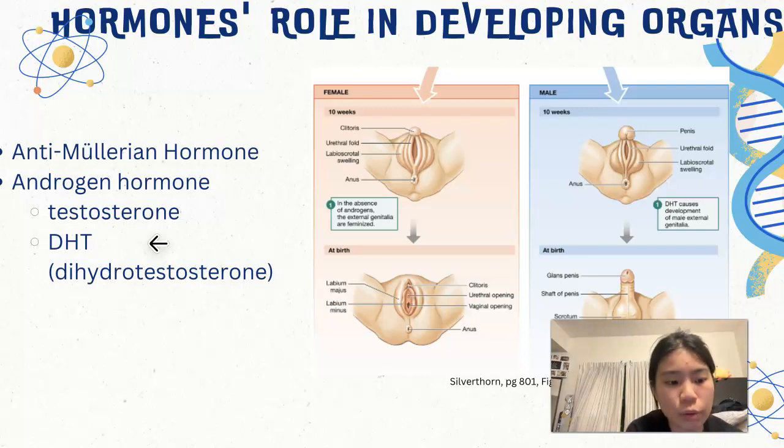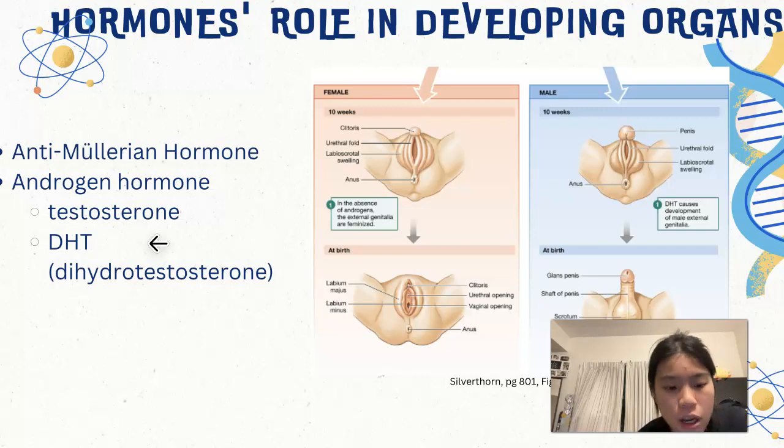And androgen hormones include testosterone and dihydrotestosterone, which is DHT. They both bind to the same androgen receptor, but they have different responses. Testosterone converts Wolffian ducts to make male accessory organs, and it migrates the testes into the scrotum. And then testosterone converts into DHT, which has a role in external genitalia and prostate development.